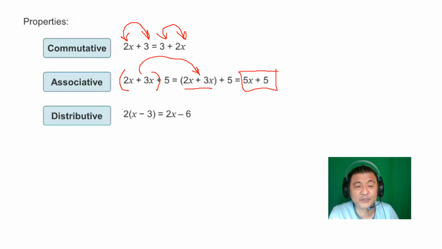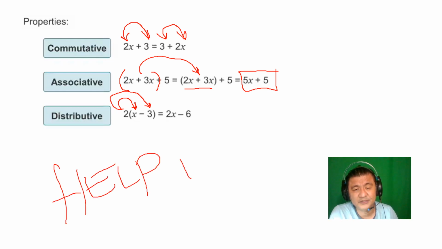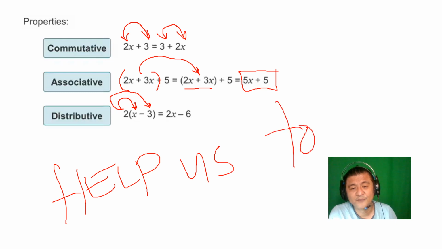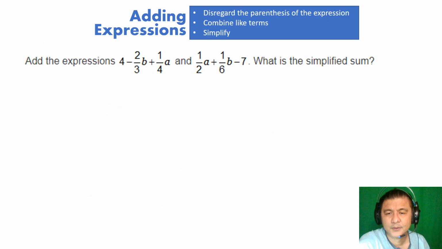And then you remember distributive property. Whenever there's a number outside of parentheses, it is meant to be multiplied. So these are basic properties that will help us. It will help us to add and subtract. Let's do it now. Okay, so let's start with addition. Addition of expressions.